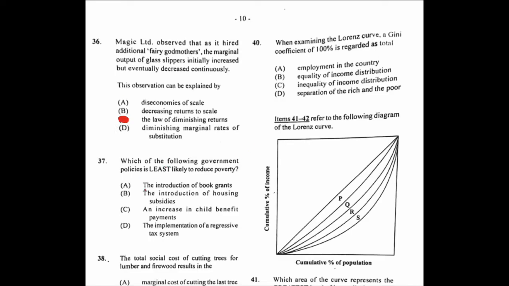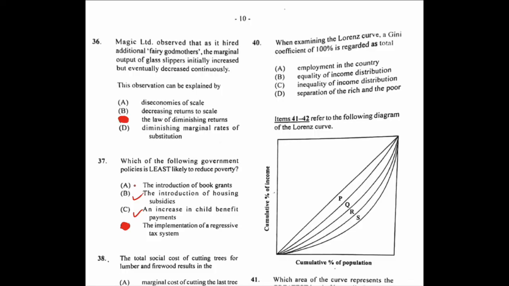Right, so that is the law of diminishing returns. Which of the following government policies is least likely to reduce poverty? And that is D, the implementation of a regressive tax system. Increasing child benefit payments will reduce poverty because one of the causes of poverty is the number of dependents that someone may have. So if you have child benefit payments, that would give you more disposable income and allow you to uplift yourself out of poverty. Likewise, the introduction of housing subsidies would allow people to get housing, probably at a competitive cost, that would allow people to have more disposable income, thus alleviating poverty.